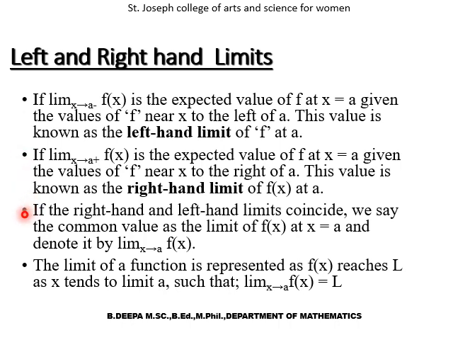If the right hand and left hand limits exist, then we can say that the limit exists. That is, if the right hand and left hand limits coincide, we say that the common value is the limit of f of x at x equal to a and denote it by limit x tends to a of f of x. The limit of a function is represented as f of x reaches L as x tends to a, such that limit x tends to a of f of x equals L.